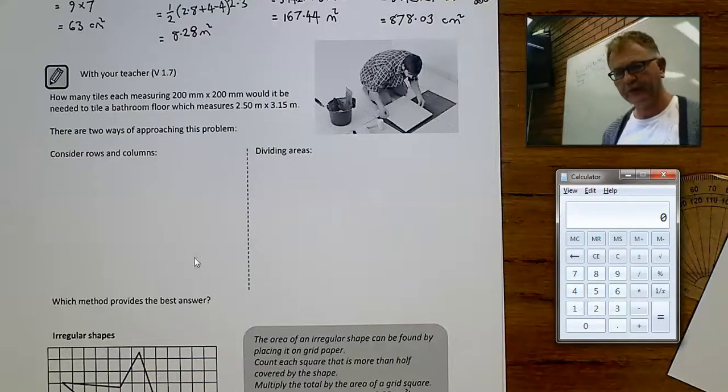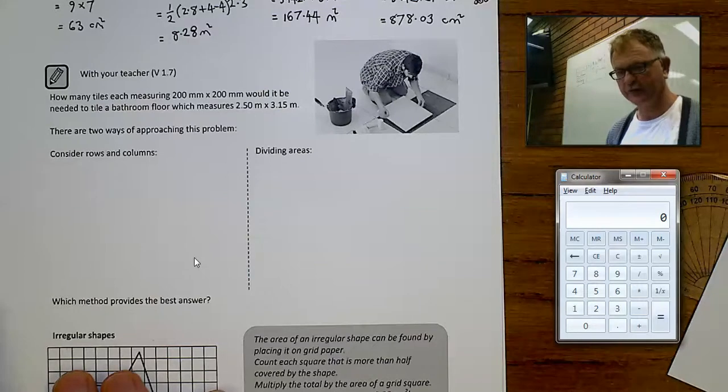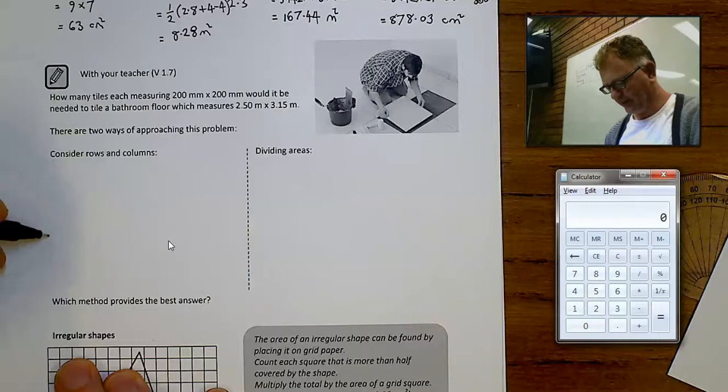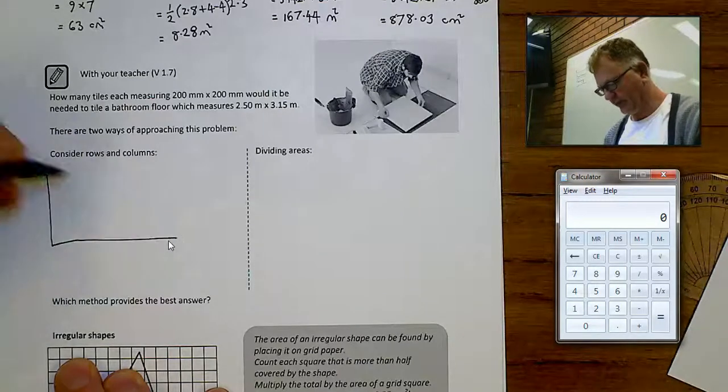The question here concerns finding the number of tiles that it takes to tile a bathroom floor. I'm going to show you two ways that you can go about doing this. First way is considering the number of rows of tiles and columns of tiles it would take to cover the floor. Now we've got a rectangular floor. It's 2.5 metres in one direction and it's 3.15 in the other direction.